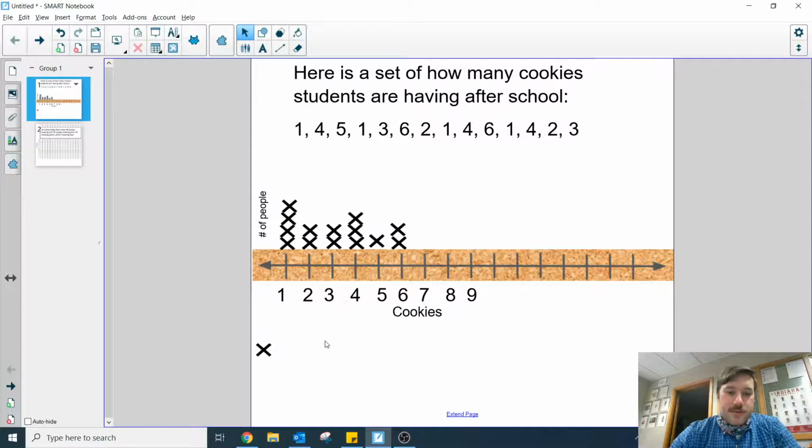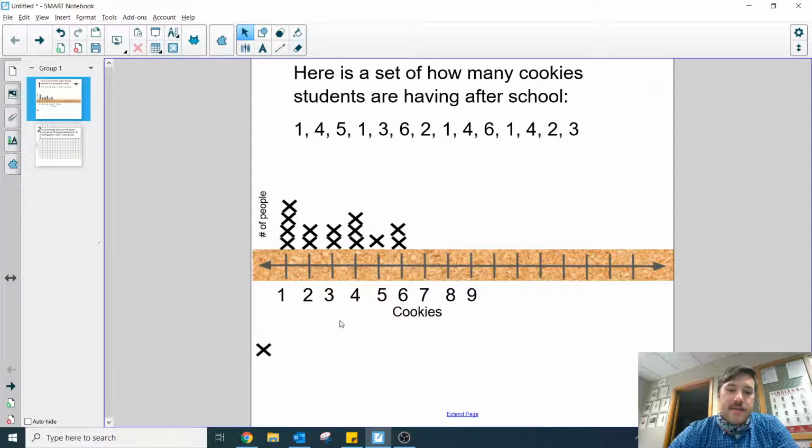So now you're finished making your line plot. And we can notice some things about this, like which number of cookies had the most people. So, for example, there are 4 people who had 1 cookie after school. So the most amount of people had 1 cookie after school. The least amount of people had 5 cookies after school. And then only 2 people had 6 cookies.